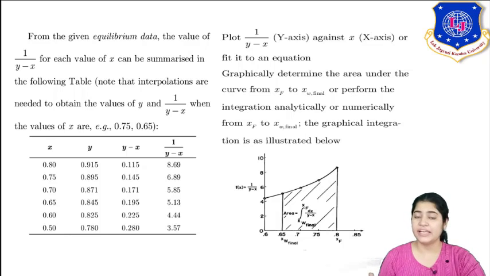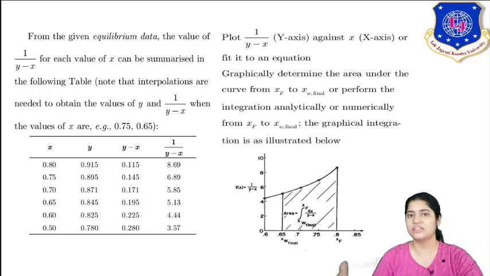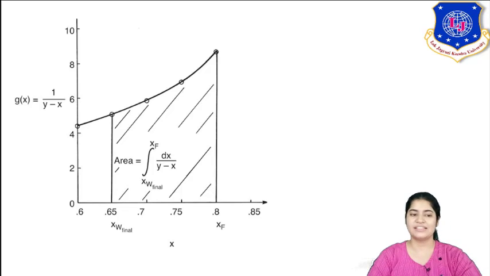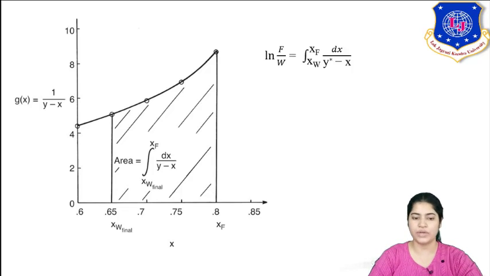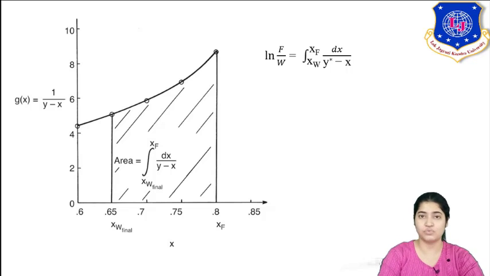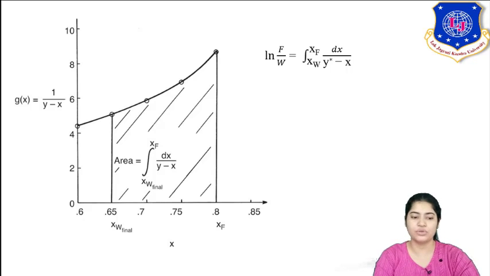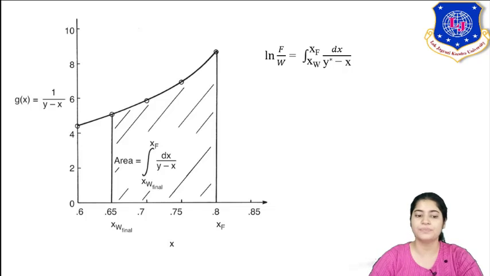Now here, the area under the curve from XF to XW, okay, how much you are treating in your batch, right, your feed, from XF to XW condition, how much I have separated out, that is what the area under the curve represents. So, for 1 upon Y minus X against X, the area under the curve, RHS, is the integration from XW to XF of dx upon Y star minus X. This RHS is the area under the curve, and that is equal to ln of F upon W, right. So, graphically how you can solve the questions, we will see in the example also, okay.